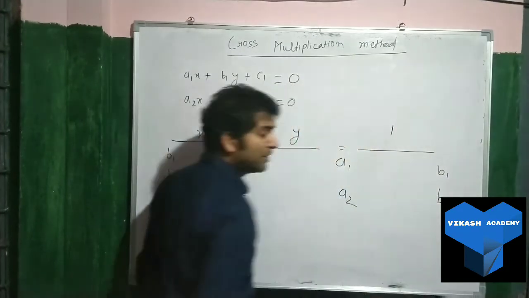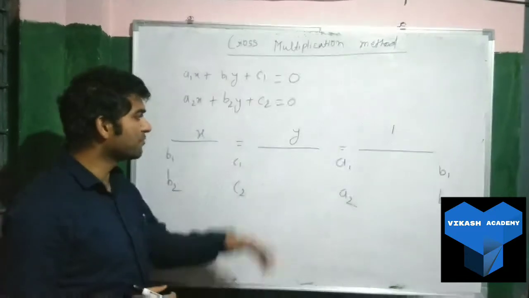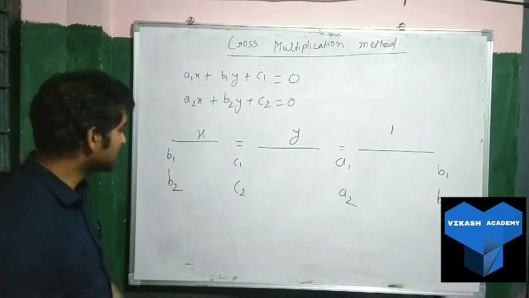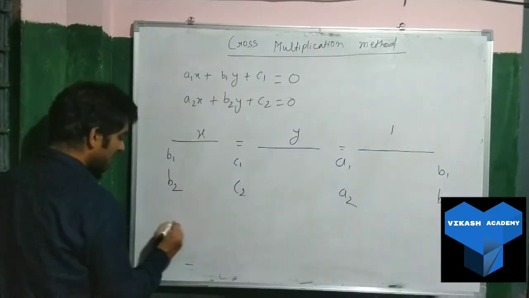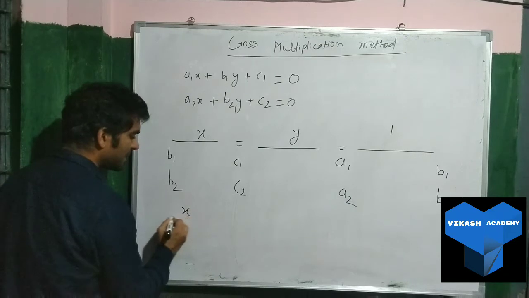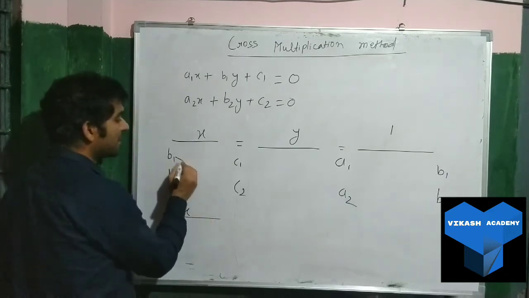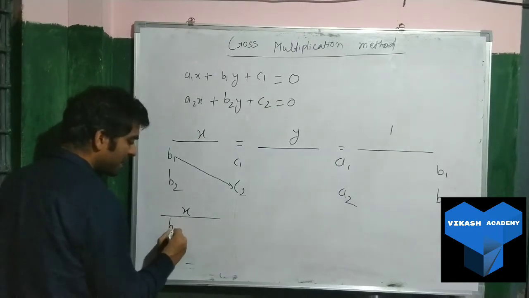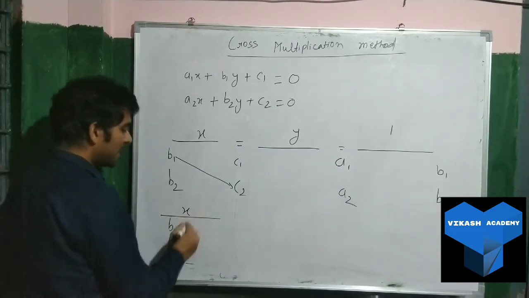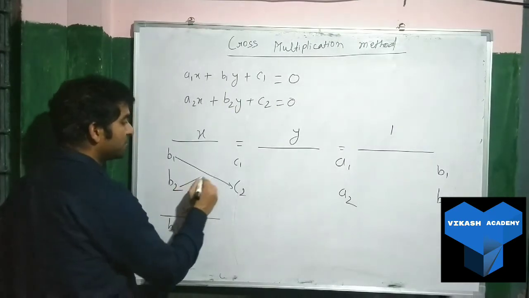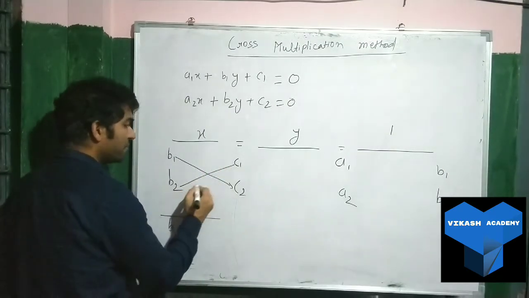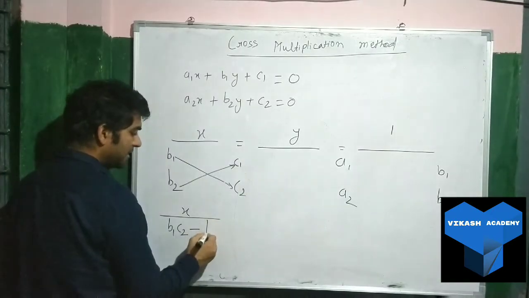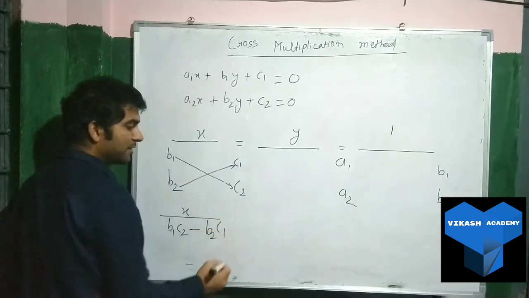This step is very important for understanding cross multiplication. Next step, you will write the same thing, x. Then b1 you multiply with c2, so it will be b1 into c2. Minus will come when you go from b2 to c1. When we go from down to upside, it will be minus. So it will be b2 c1.